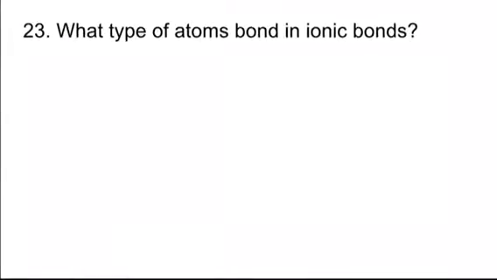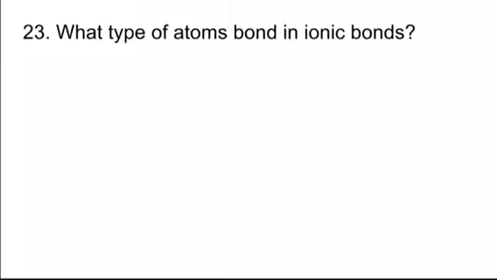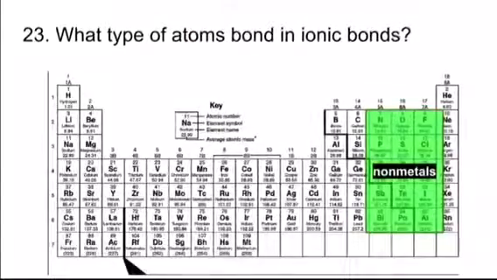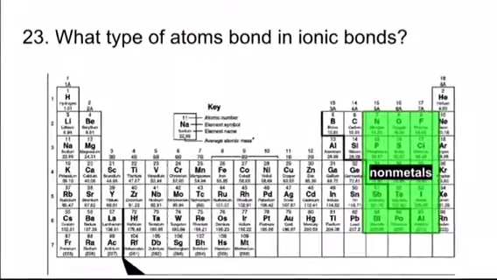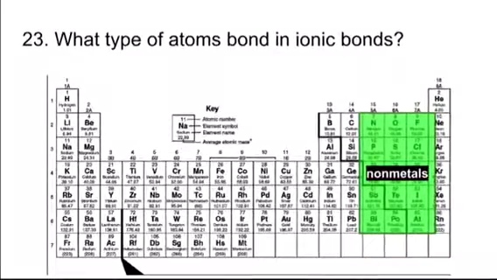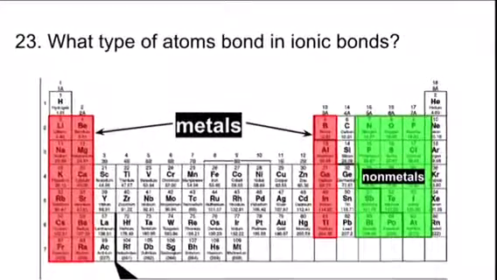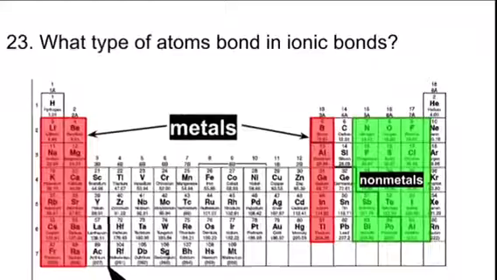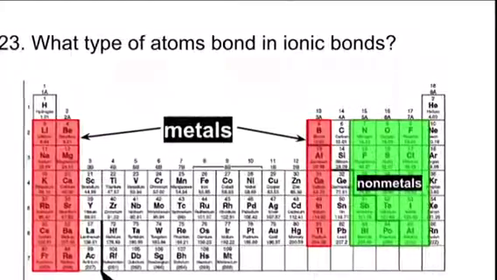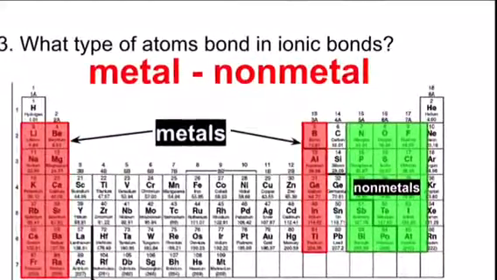Question 23, what type of atoms bond in ionic bonds? So here as we look at the periodic table, we see that atoms from the right side, those nonmetals, are going to be bonding with atoms on the left side, which are the metals. So in ionic bonds, we tend to get metals bonding with nonmetals.